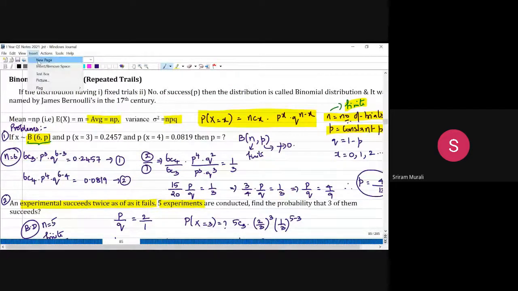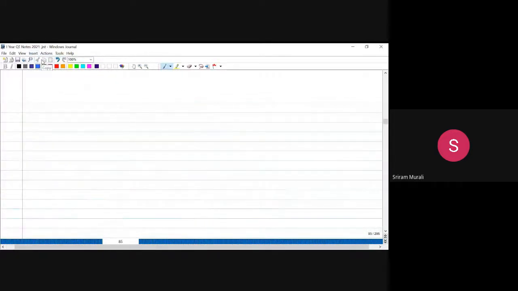Suppose you have to solve this problem: a box contains... Simplex method, standard 15 marks. Simplex method you will definitely get for 15 marks.